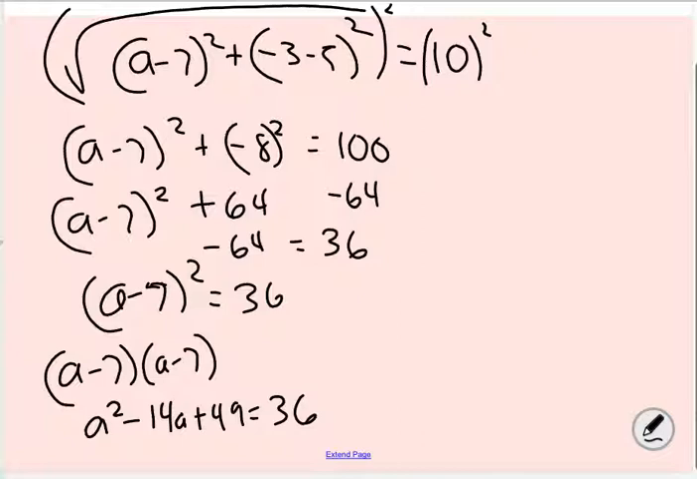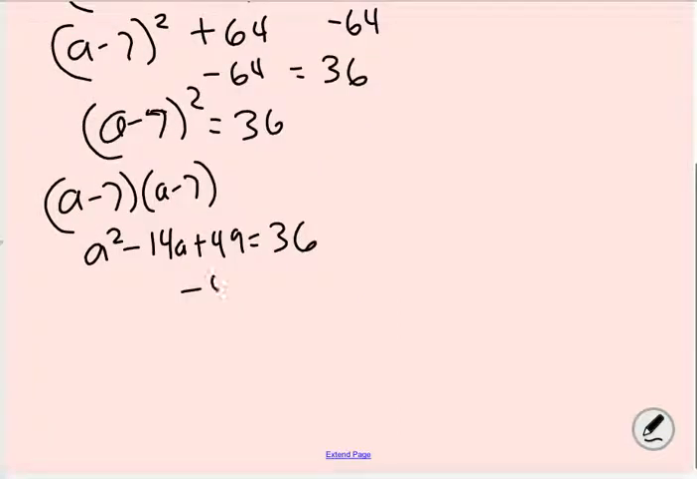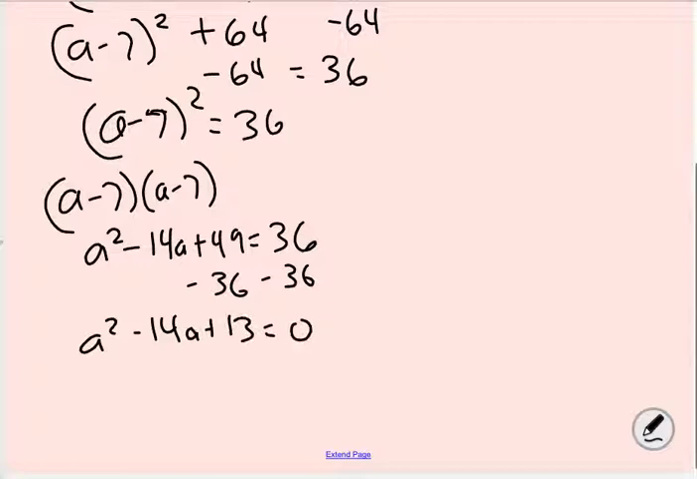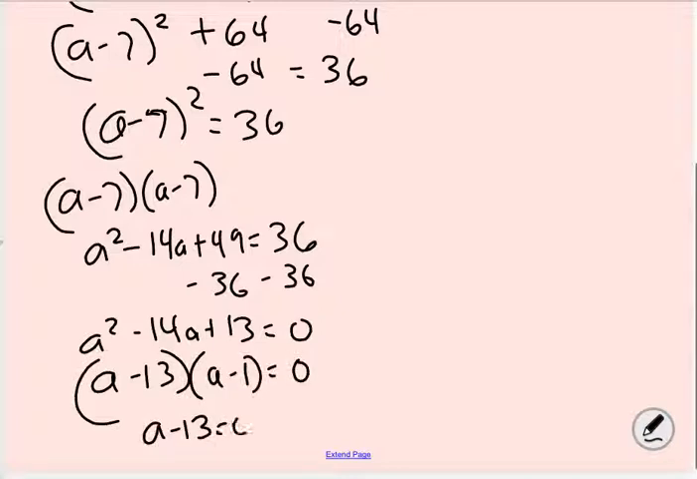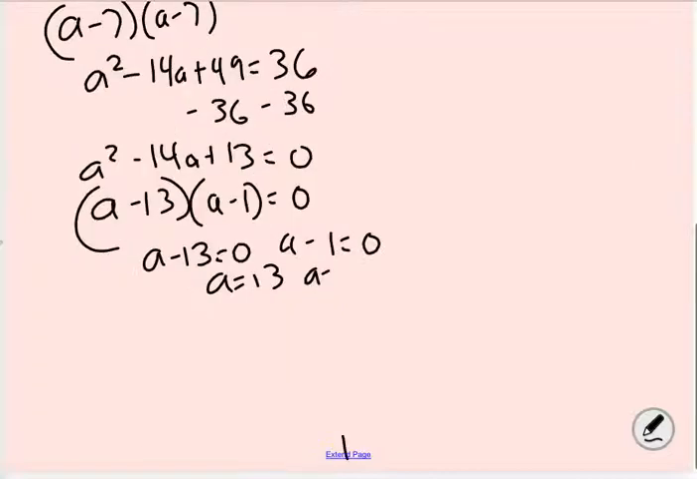If I do it that way, that's fine. I just subtract, or sorry, not subtract 49, bring 36 back over. So I get a squared minus 14a plus 13 equals 0. Factor, so it'd be (a minus 13)(a minus 1). Set each part equal to 0. So a is going to equal 13, or a is going to equal 1.